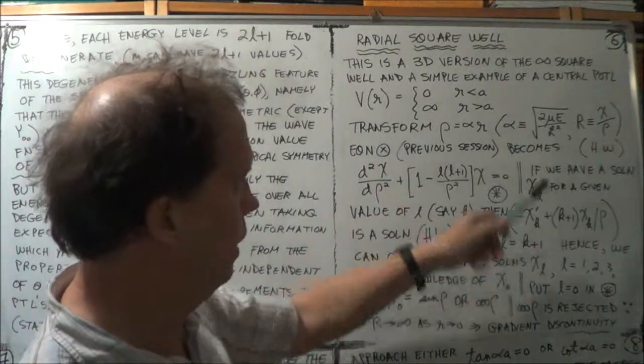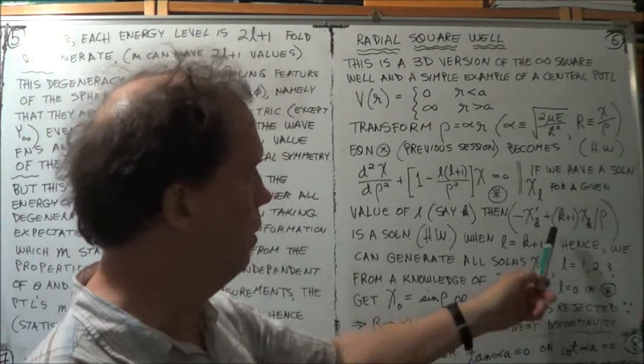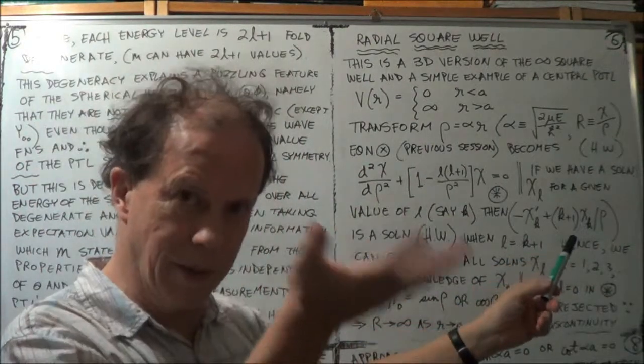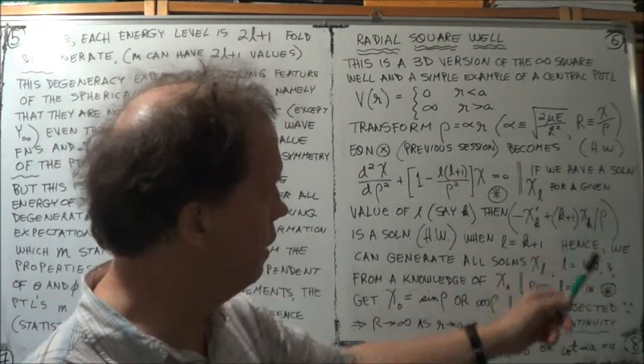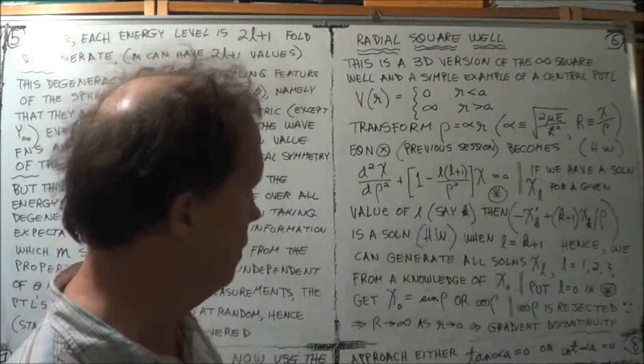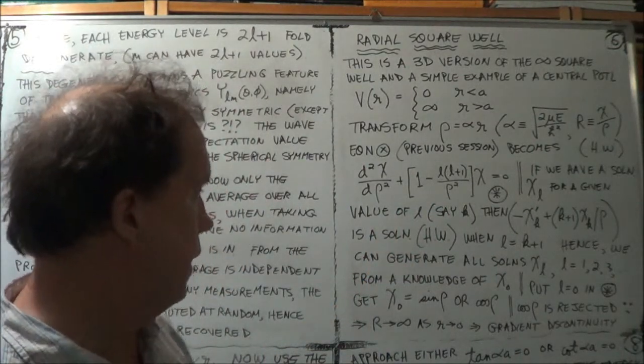So think about that. Do the homework. Prove that that's a solution for k plus 1, one more, given that chi of k is the solution to this for L equals k.